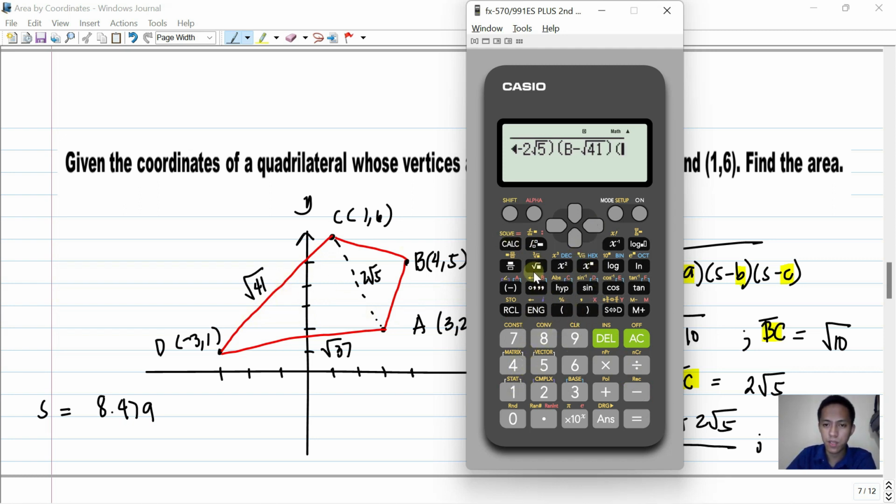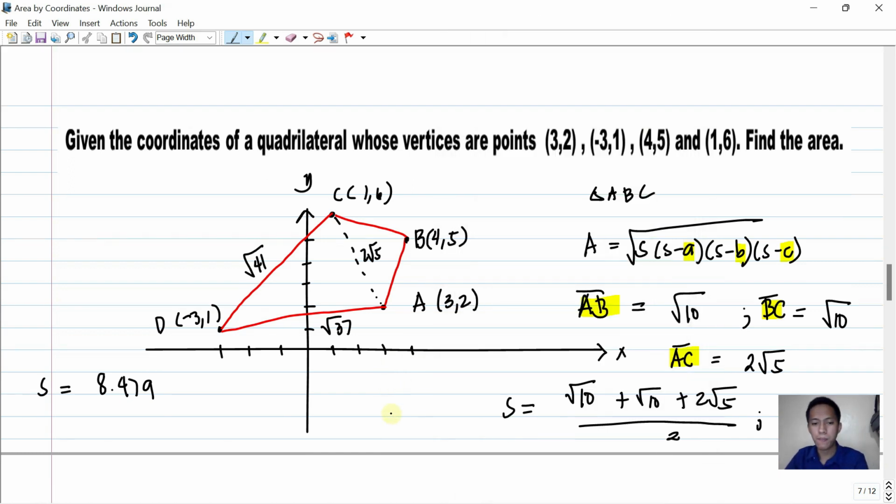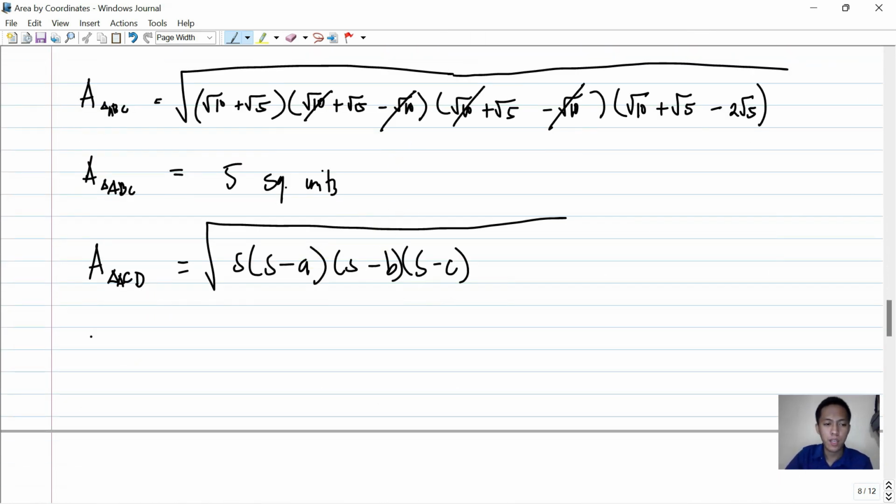So, we have here times the quantity alpha B, which is the semi-perimeter, minus the one other side remaining, which is square root of 37. So, equals. This gives us the area for this other triangle. So, 13 square units. Okay? So, the area of triangle ACD is 13 square units.